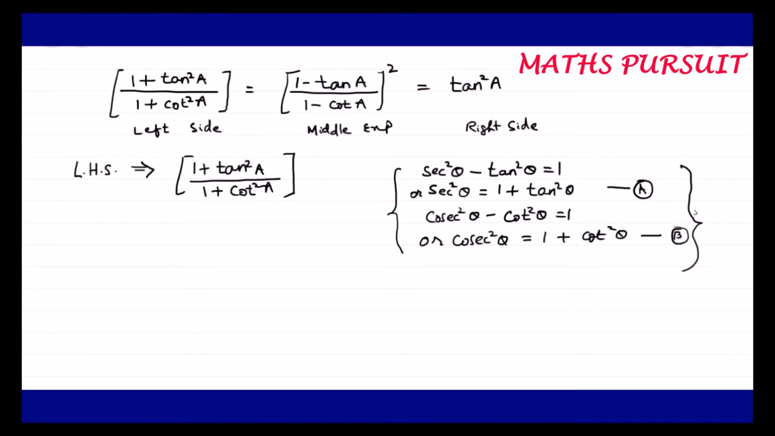Now for the left side of the expression, instead of 1 plus tan square A, I can write sec square A. I believe till here we are clear. Why sec square A? Because we know that sec square A minus tan square A is equal to 1, or sec square A is equal to 1 plus tan square A. For that reason, I am replacing 1 plus tan square A with sec square A.